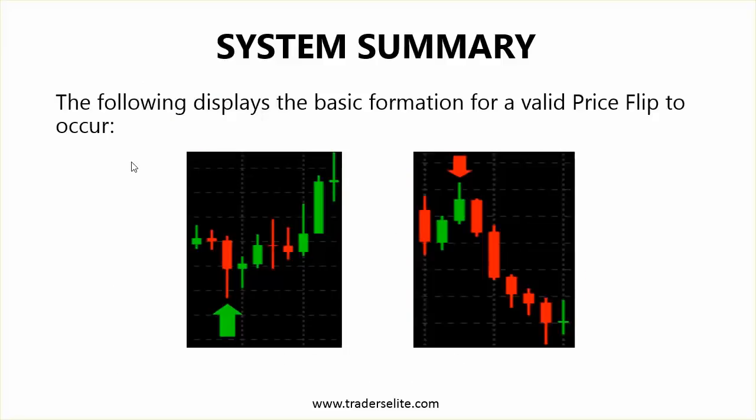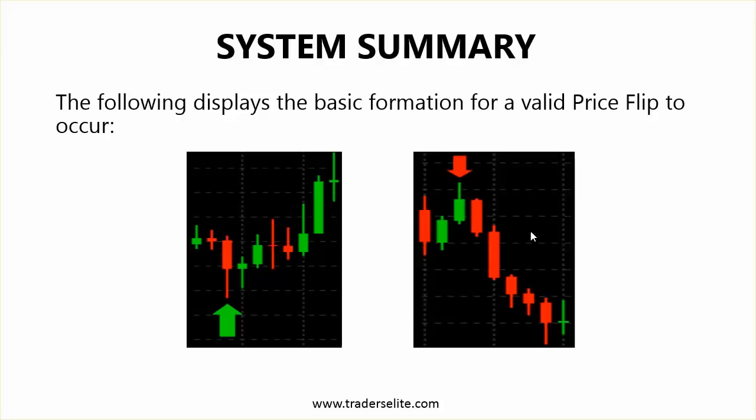So the following displays the basic formation of a valid price flip to occur. So here we see two consecutive downward moves. We see the difference between the low and the close is bigger. So in other words, this bottom wick is bigger than this bottom wick. Okay, and that provided us an indication of a possible upward move, which occurred in this case.